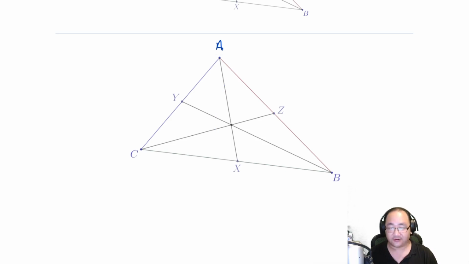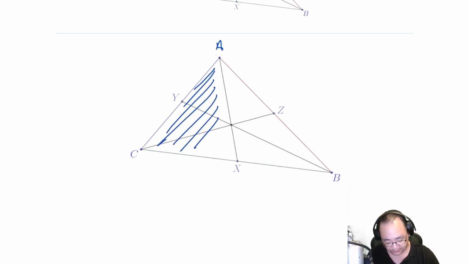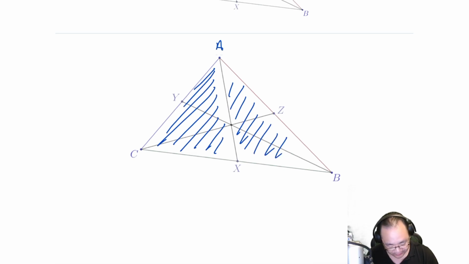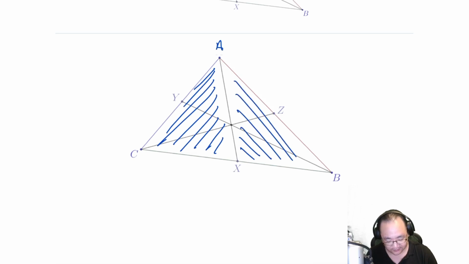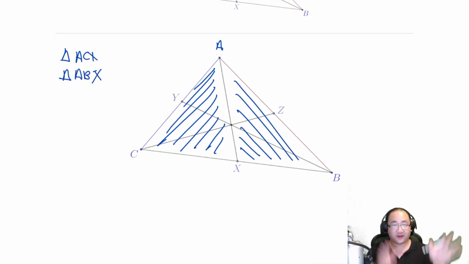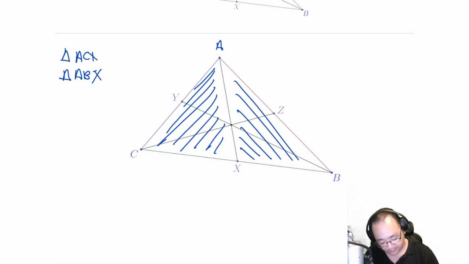We're going to use this idea to look at these two triangles over here. Sorry, I should have shaded them differently. So let's look at these two triangles over here, which I've shaded differently. We're going to look at triangle ACX and triangle ABX. You can see they're kind of opposite each other. Now, I want to propose that they both have the same area.